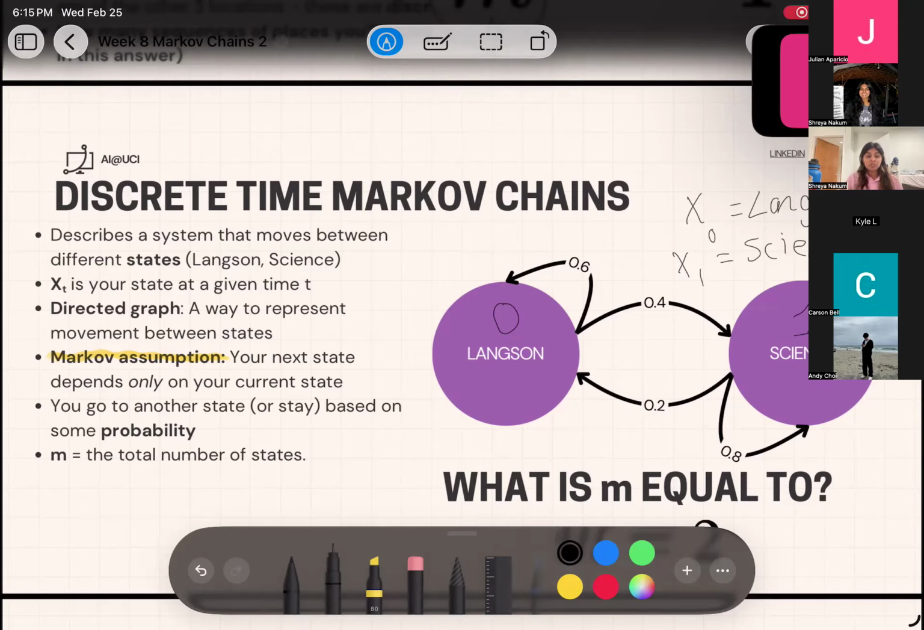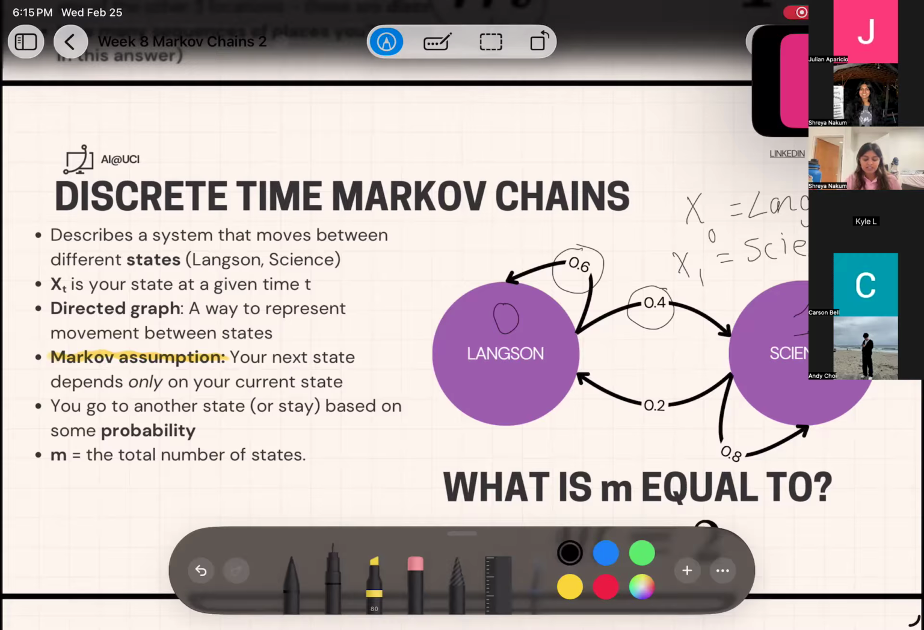You go to another state or stay at that state based on some probability P or K, whatever that is. And that's what this probability here is. Notice something. We're going to talk about this again too. The probability that you go to these different states adds up to 1. The probability that you stay here or you leave adds up to 1.